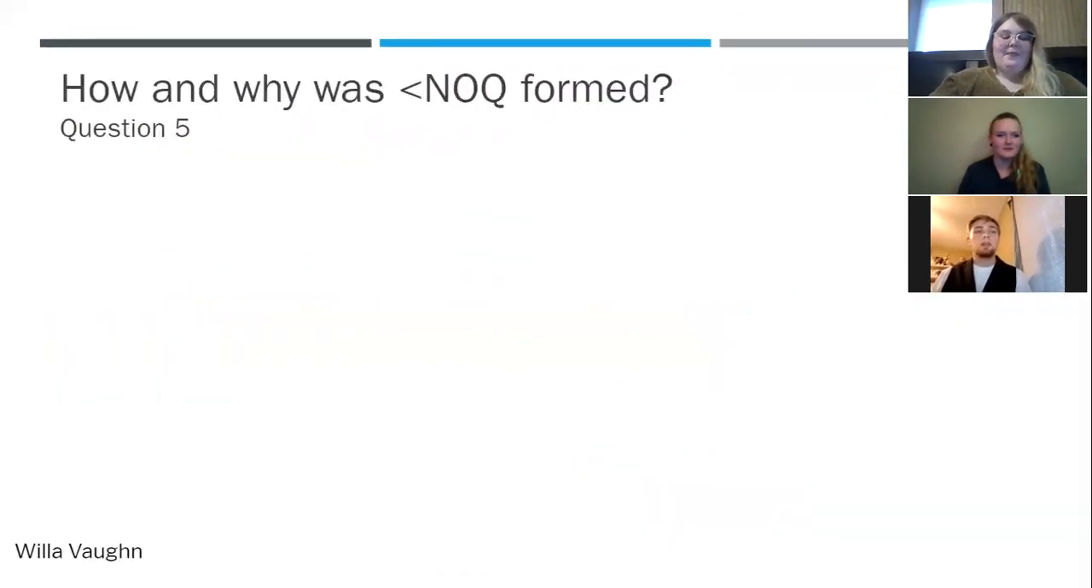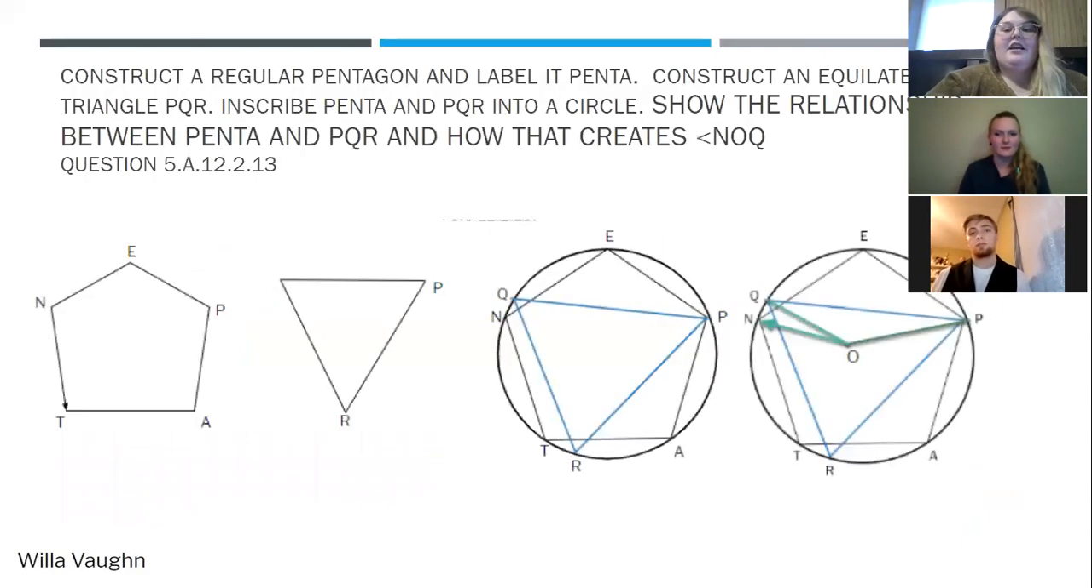Now, the next question that I have is for Willa Vaughn. Yes, sir. So my question is directly related to question 5 in that I'm trying to figure out how and why the triangle, angle NOQ, is formed within the grand figure. Okay, so that's a really great question. So I'm going to use the whole question to answer this.